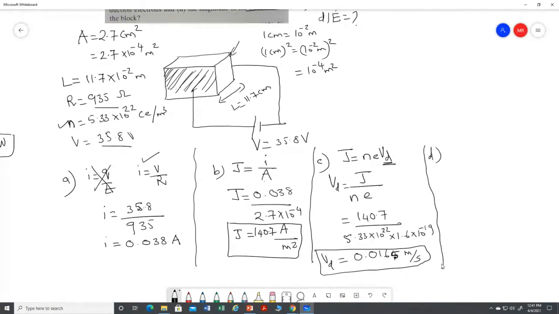We have to find the electric field. My dear, we know the formula: potential equals electric field multiplied by distance. We studied this formula in chapter number 25. Do you remember it? According to this picture, our distance is the distance between the front side and the back side, so I can write V equals E multiplied by L. Am I right? Rearranging in terms of the electric field, E equals V over L. The V is already given as 35.8, so 35.8 divided by the length from the front side to the back side, which is 11.7 centimeter, so 11.7 times 10 to the power of minus 2 meter. When you substitute, you will get the answer for the electric field. Could you please tell me the answer?